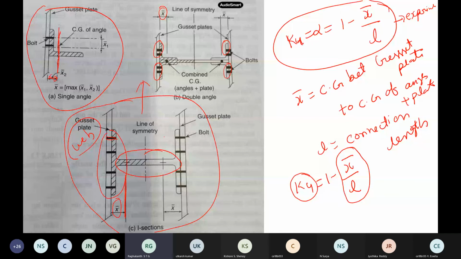See, x bar, if it is very small, x bar is nothing but the distance between the plate and your angle section CG. So if x bar is very small, what happens? Or what is the physical meaning of this? See this here. This is my x bar, from here to here. So if x bar is very close to 0, what does it tell you?